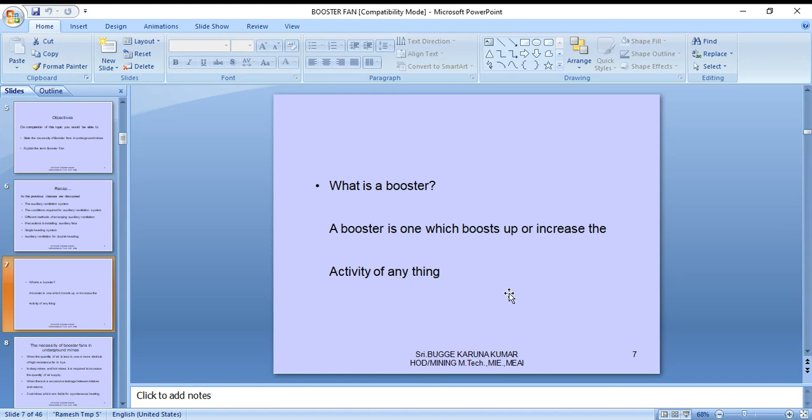So, what is meant by booster? A booster is one which boosts up or increases the activity of anything. The name itself shows the boosting. It works from the existing system without any effect of main fan pressure. They simply promote the air from one to the other. That is the main criterion of the booster.